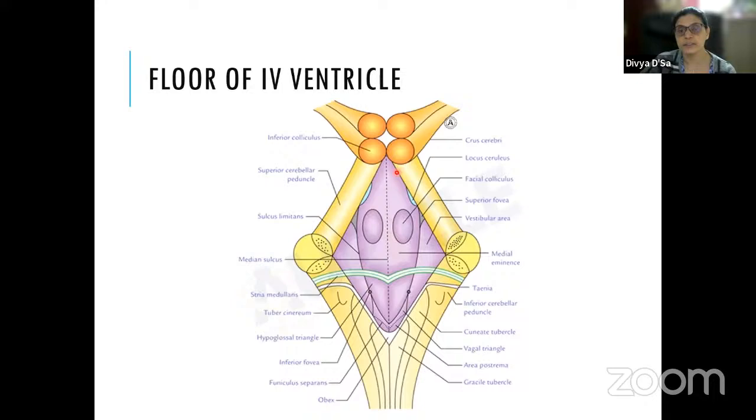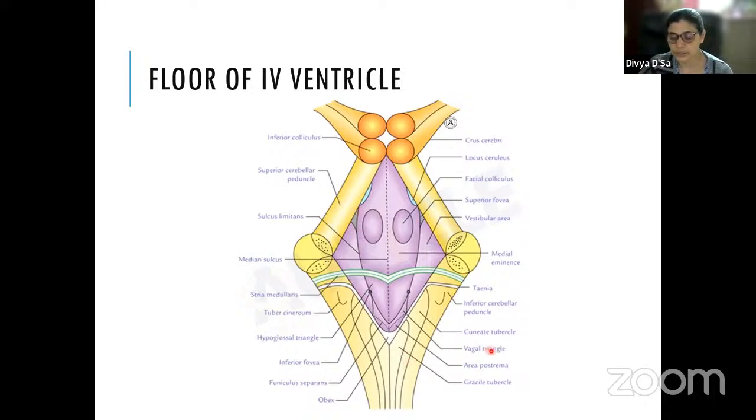It is divided by a median sulcus. On either side of this median sulcus, there is a longitudinal elevation, which is called the median eminence. So this was the median sulcus, and on either side of it there is an elevation, which we call the medial eminence. The medial eminence is bounded laterally by the sulcus limitans. Sulcus limitans is present all along there.